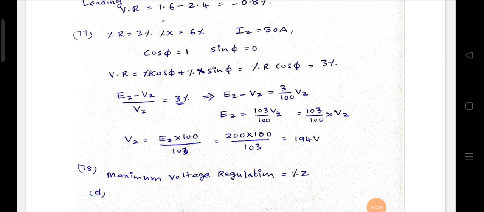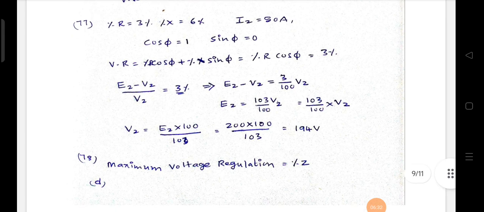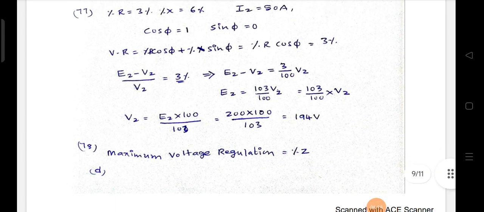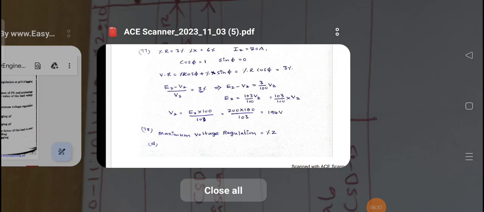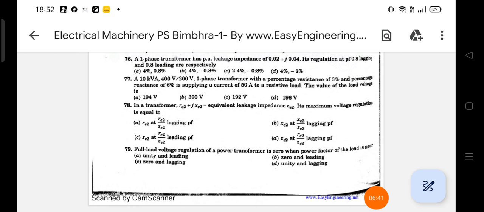If I simplify this equation, I am getting the V2 value as 194 volts, which is the answer. That means the 77th answer is 194, so the first option is correct. Next, 78th question. In a transformer, RE2 plus JXE2 is equal to the equivalent leakage impedance. Its maximum voltage regulation, this point is already discussed. Maximum voltage regulation occurs at lagging power factor.